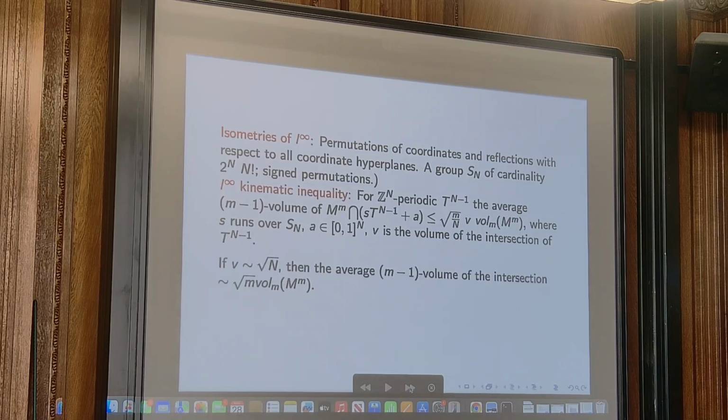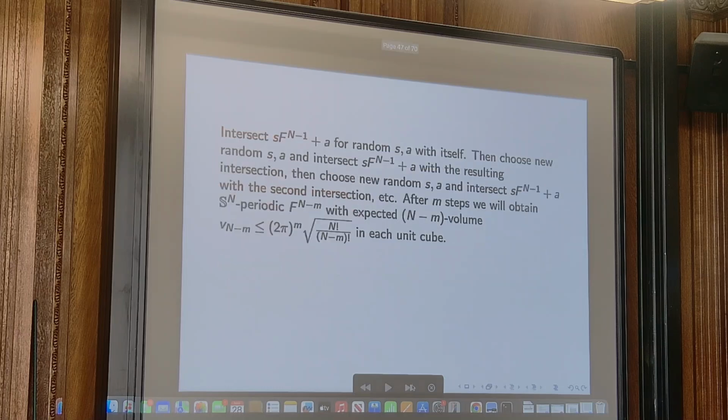Now, observe that the number V behaves like square root of n, and that's precisely our case. In our form, V behaves like square root of n. This square root of n nicely cancels with the square root of n in the denominator, and the average n minus 1 volume of the intersection is square root of m times the m-dimensional volume of our m.